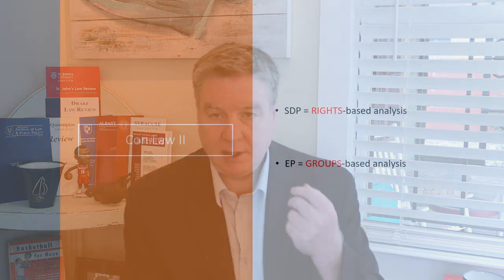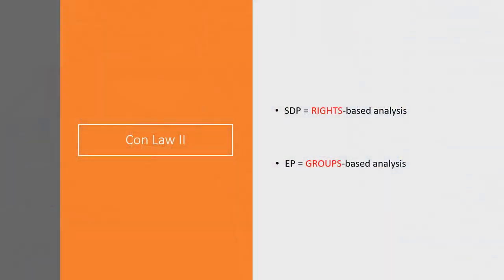Number one, to remind you, equal protection and substantive due process are not to be confused. They can both be issues in the same case, but they are to be treated distinctly and separately. Substantive due process is about rights, unenumerated constitutional rights, whereas equal protection is not about rights. We'll talk about a couple exceptions to that, of course, but let's talk generally first.